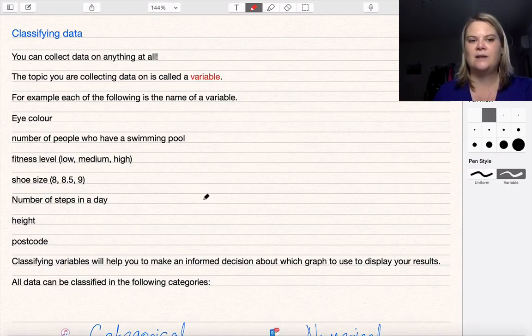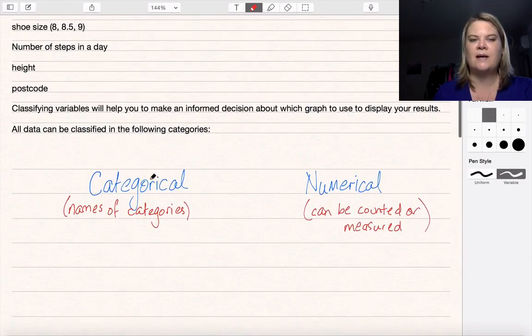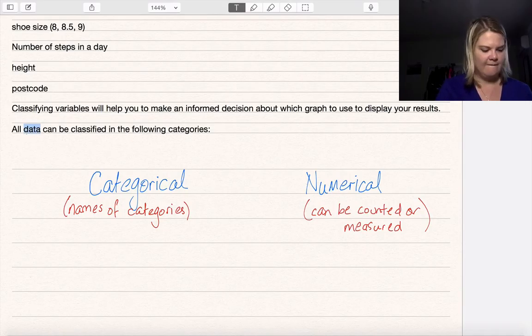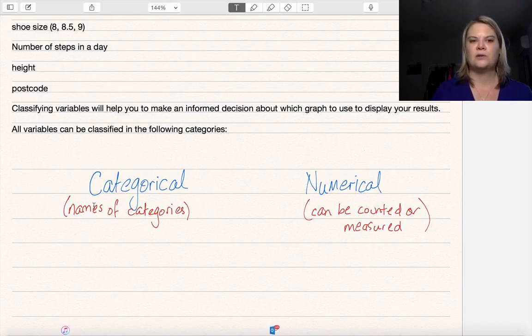All of our data can be classified into the following categories. These are the two main categories. It's either a categorical variable or a numerical variable. I'm just going to change this, because that should say variables. All variables can be classified in the following categories. Categorical is a type of variable that has the names of categories in the variable. And we'll look at some more examples of that later.